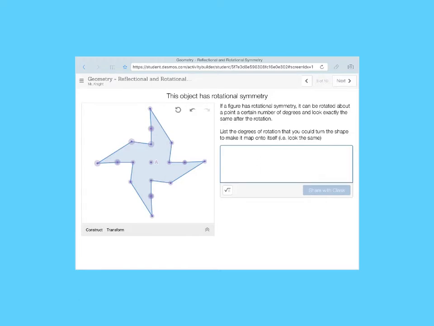I'm sorry, let me back up. A full 360 degrees is a full turn, but we can cut that into quarters, and we can actually rotate it 90 degrees. So 90 degrees is 1 quarter turn. That will make it map onto itself. So we call this mapping onto itself, where it looks exactly the same.